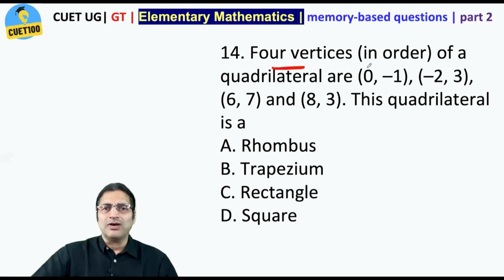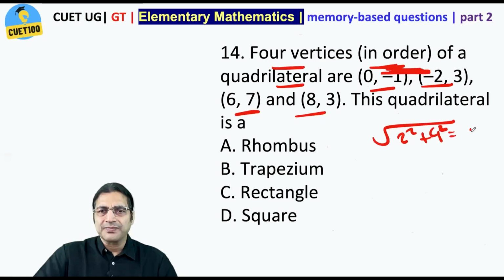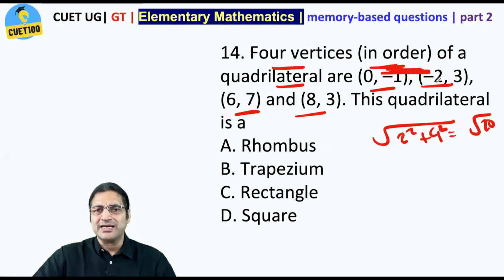Okay. For a quadrilateral, and this is very important, in order, the points are 0, minus 1, minus 2, 3, 6, 7 and 8, 3. This quadrilateral is a, first of all look at the options. In a rhombus, all the sides would be equal. In a square also all the sides would be equal. So, let us look at the length of the side connecting these 2 points. Minus 2 minus 0 is 2, and 3 minus minus 1 is 4. So, 2 square plus 4 square, that is square root of 20. This is one of the sides.